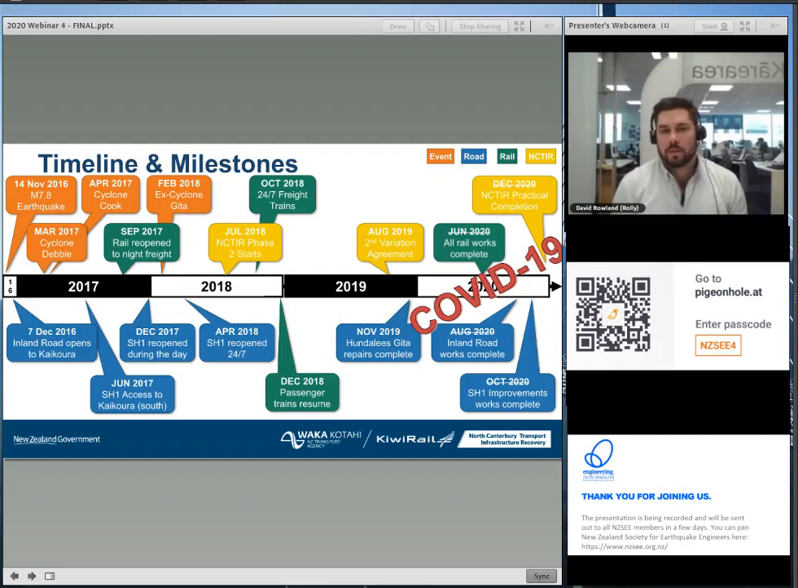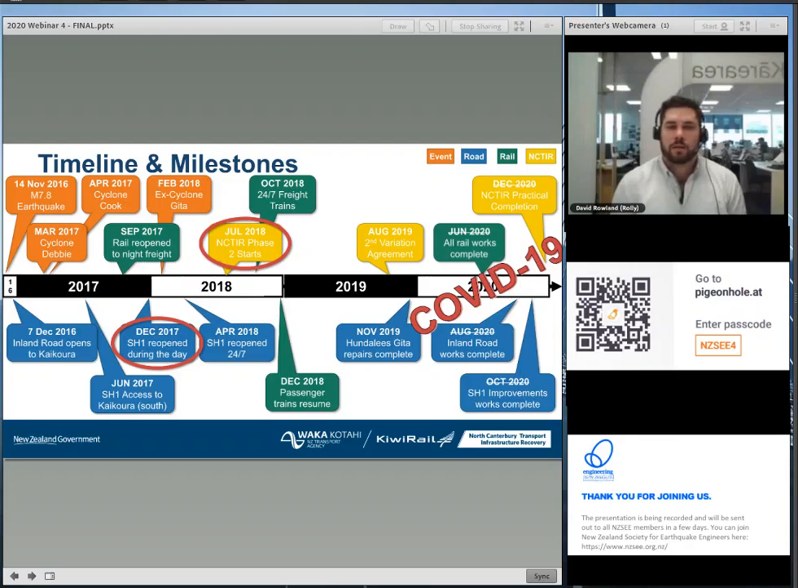But not happy with that, Mother Nature then decided that she'd throw us a few cyclones in March and April 2017, and then ex-cyclone Gita came through and really kicked us when we thought we were doing a good job in February 2018. But for me personally, the two that really stick with me was achieving road opening in December 2017. That'll be a day that'll last with me for the rest of my life.